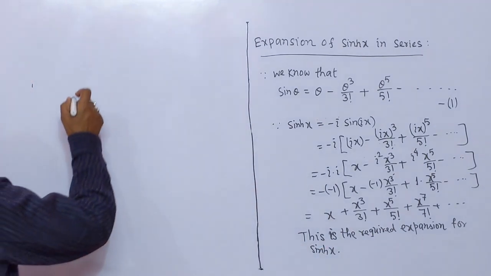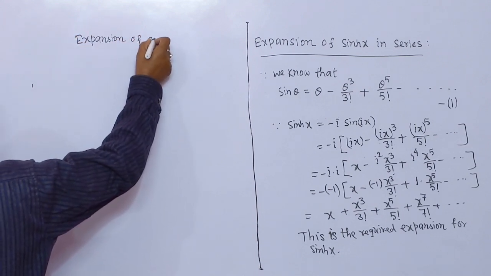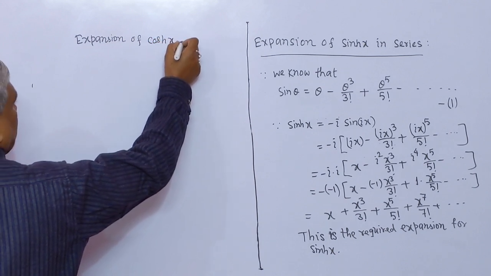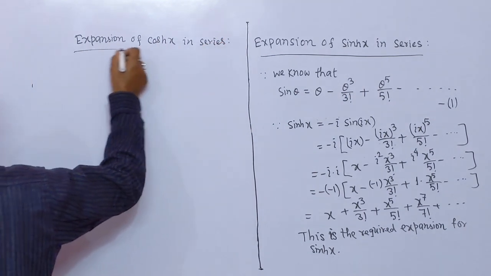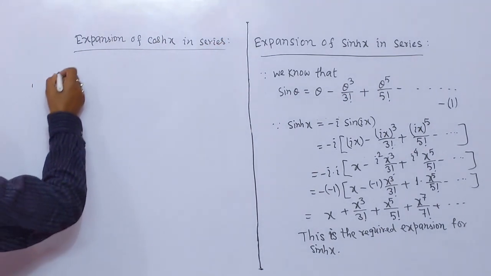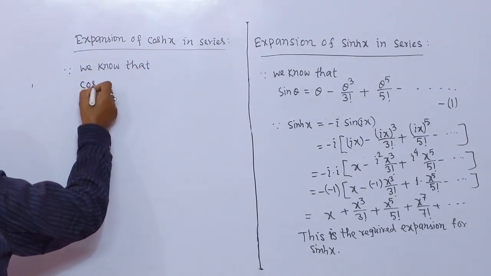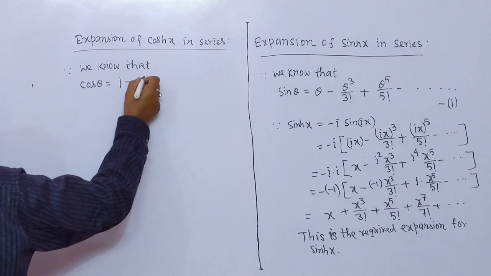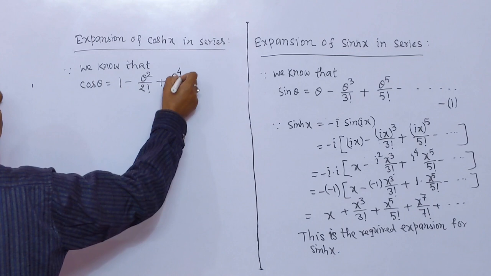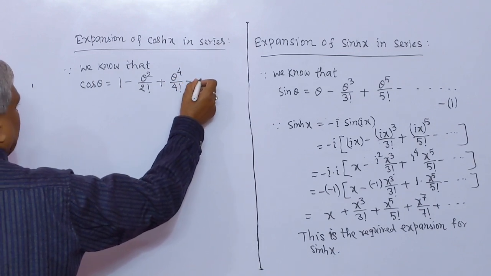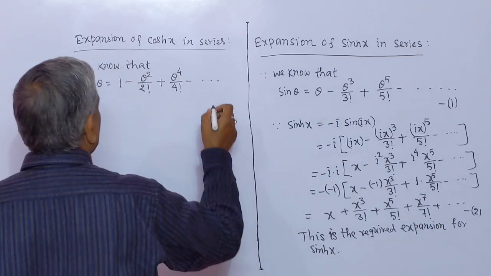Now we expand the cos hyperbolic function in series. Since we know that cos theta equals 1 minus theta square by factorial 2 plus theta to the power 4 by factorial 4 minus and so on. This is number 2 and this is number 3.